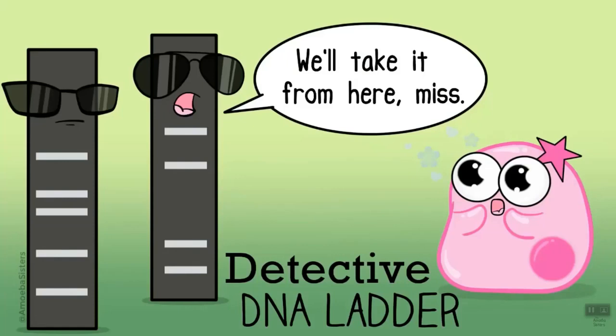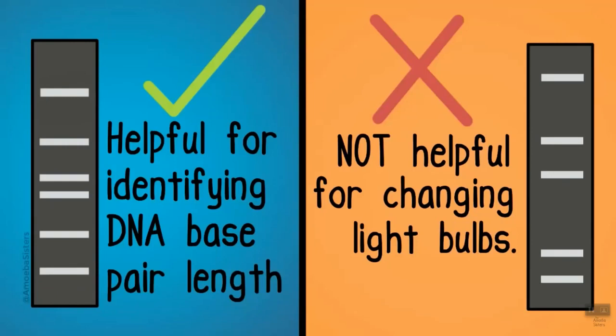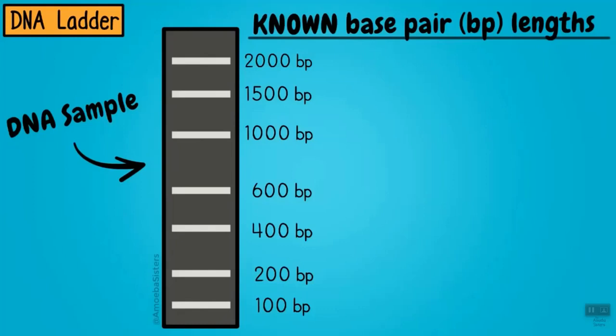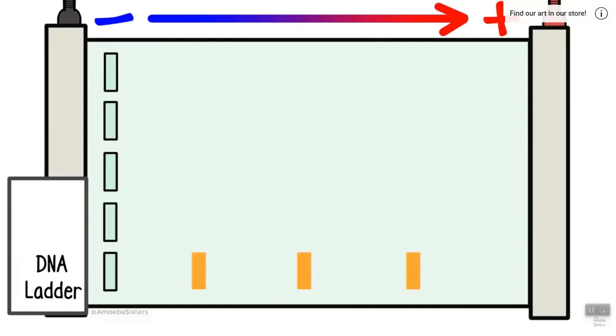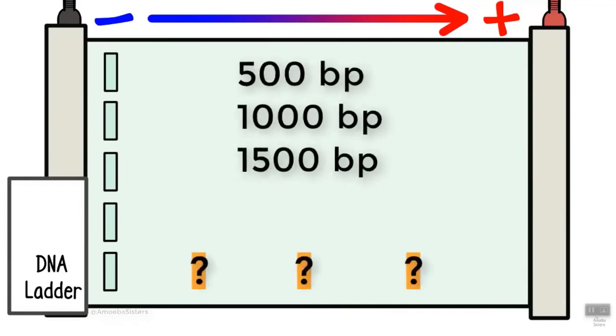Also, you can use something called a DNA ladder. You can buy them from various science material distributors, but a DNA ladder is not what it sounds like. It's basically a sample that has known fragment sizes. So if you run it in the electrophoresis machine, you already know the fragment lengths. Let's say this DNA ladder only had 3 bands, which is not usually the case. Since it's a DNA ladder, the base pair lengths are known. They are 500 base pairs, 1,000 base pairs, and 1,500 base pairs.